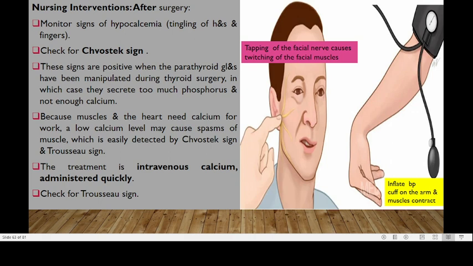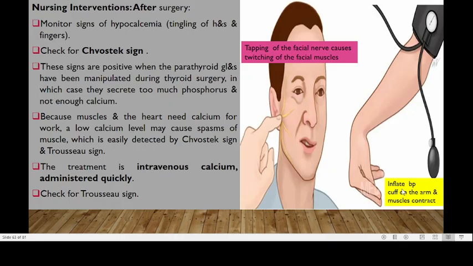These signs are normally positive when the parathyroid gland has been manipulated during thyroid surgery, in which case it secretes too much phosphorus and not enough calcium. Because the muscles and the heart need calcium to work, a low calcium level may cause spasms of the muscles, which can easily be detected by Chvostek's sign and Trousseau's sign.